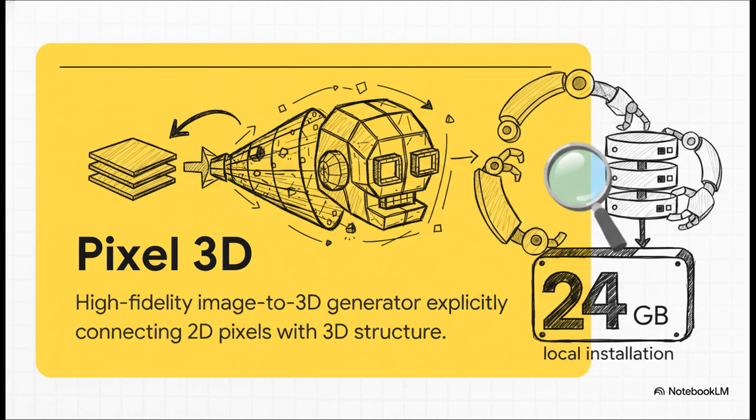Enter Pixel 3D. This is a high-fidelity image-to-3D generator, and it completely crushes competitors by explicitly connecting the 2D pixels in an image with the 3D structure for incredibly accurate geometry. Instead of loosely giving the AI an image and just crossing your fingers that it understands which pixels belong where in space, it uses pixel-aligned mapping to ensure all those details make it to the final mesh. It is available for local installation right now, but just remember that 24GB rule from earlier. You're going to need the space to run it.